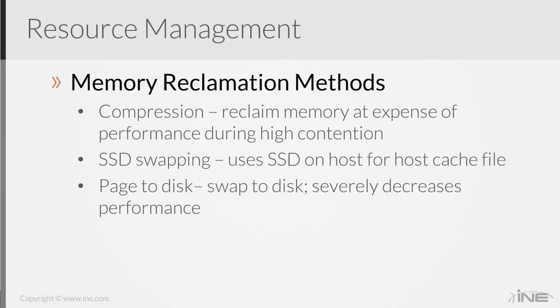The fourth method we have for memory reclamation is the creation of a host cache on an SSD device on our host. This cache will be used after the other memory reclamation methods have been tried. So after we would have tried TPS, ballooning, and memory compression, only then would the VMkernel attempt to use the host cache on an SSD.